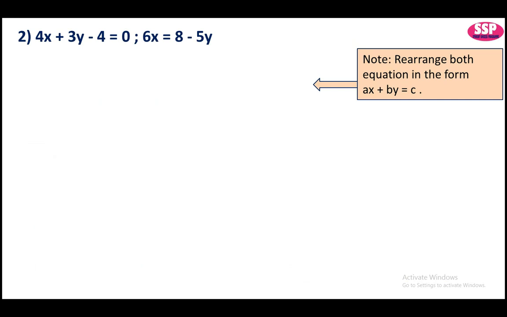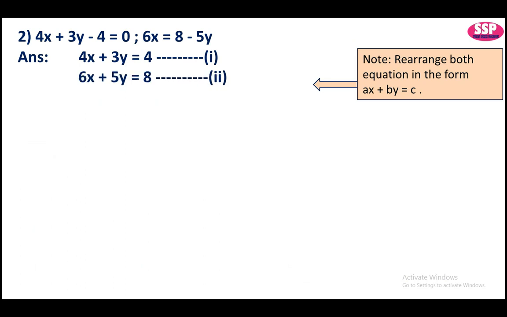Now look at these equations. These are not in the form ax plus by is equal to c. Therefore, we have to rearrange these equations in the form ax plus by equal to c, and that is our note. Rearranging these two equations, we get 4x plus 3y equal to 4, first equation. 6x plus 5y equal to 8, second equation.